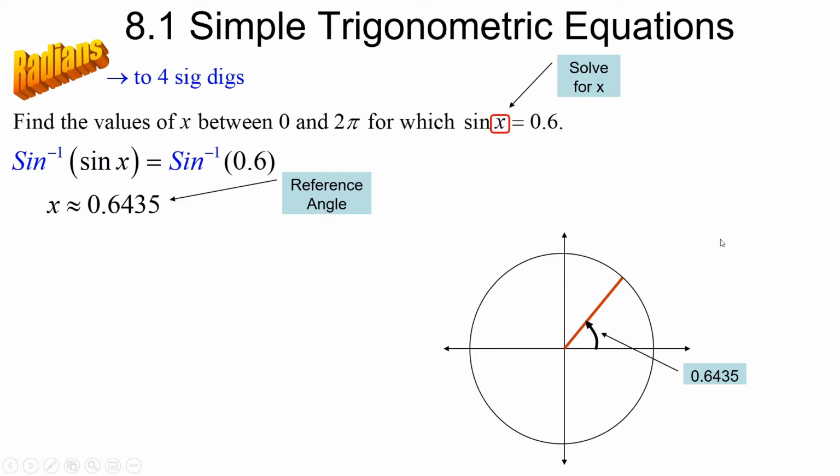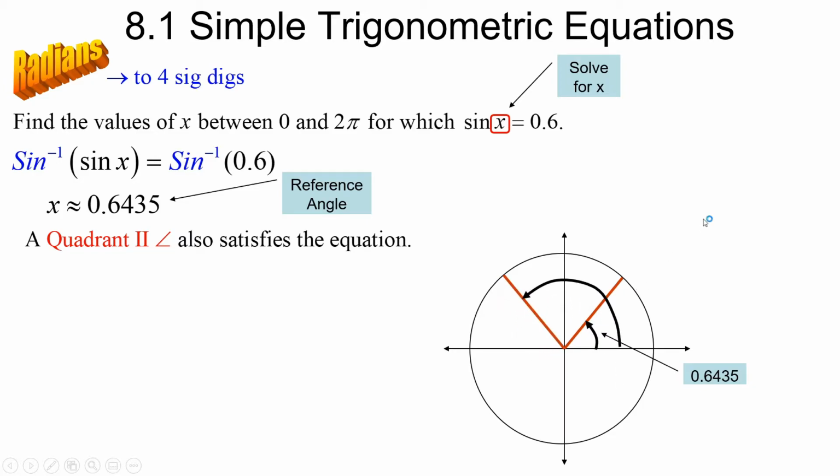Now you think to yourself, in what other quadrant is sine positive? And of course, sine measures this vertical distance right here. So sine would also be positive in quadrant 2. So a quadrant 2 angle also satisfies the above equation. So let's take this terminal ray and reflect it in the y-axis to get our quadrant 2 angle right there.